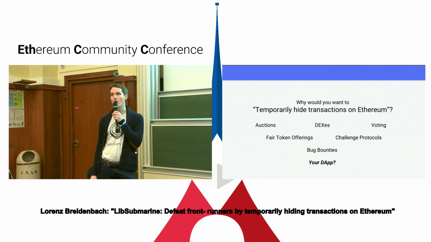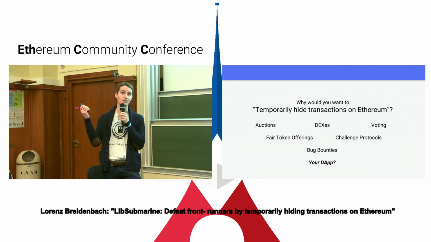For example, for blind auctions, you want to hide the bids that are being made for the auction. For DEXs, you want to prevent front-running. For voting, you might want to hide who is participating in the vote until it's over. For challenge protocols, you have issues where cheaters can, upon observing that somebody else wants to challenge them, challenge themselves to lower the economic punishment that they would receive for having cheated. And for bug bounties, you also deal with bug withholding attacks, which are also related to front-running. So this pops up in a lot of contexts and perhaps even your dApp.